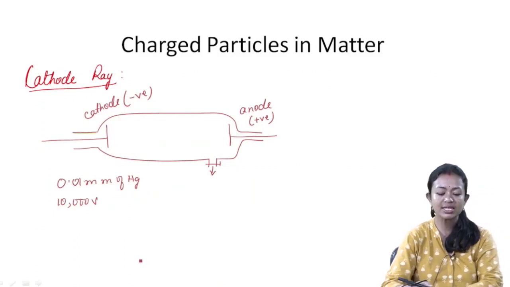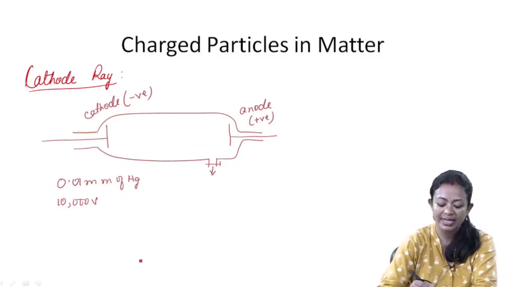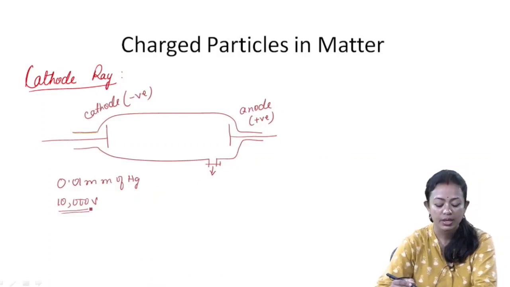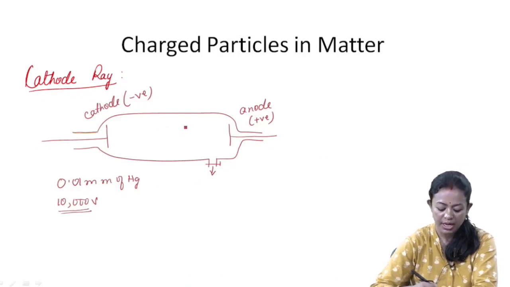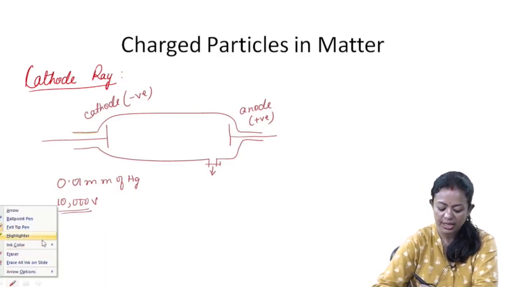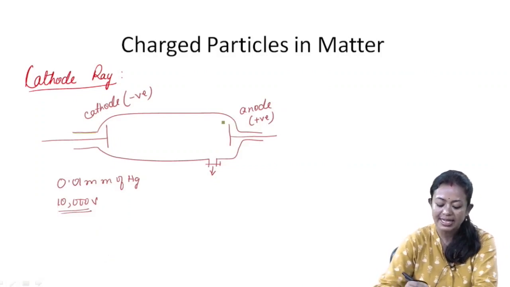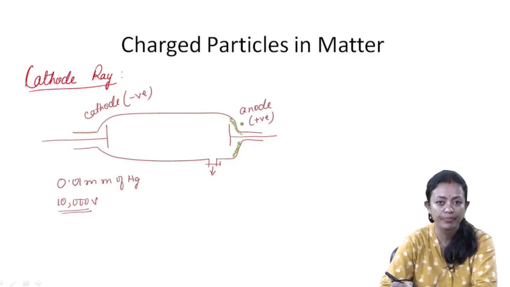Now, the moment he started to let a current of high voltage, 10,000 volts, pass through the electrodes, he observed a very astonishing thing. What did he observe? He found that there was a glow behind the anode. Now he was surprised to see where this glow or light came from.